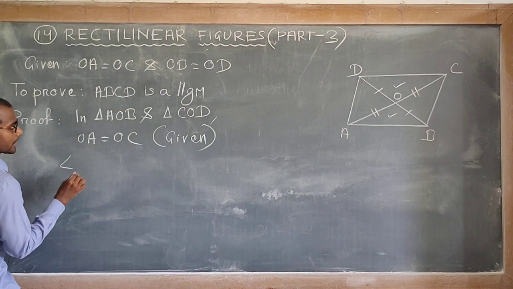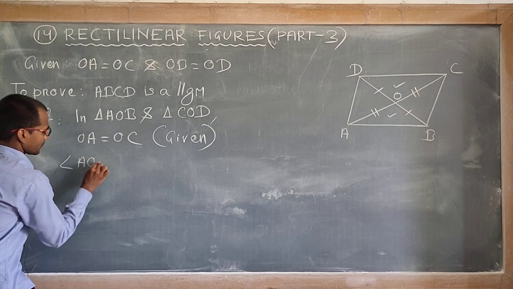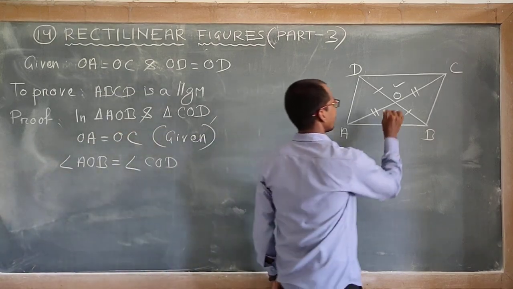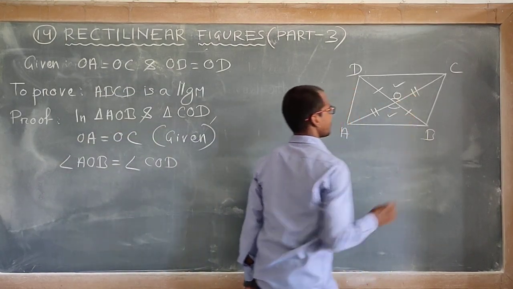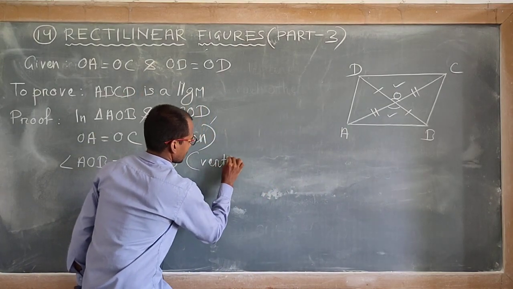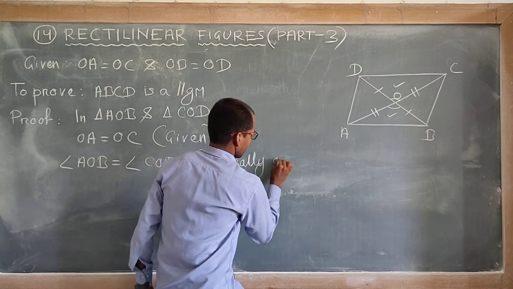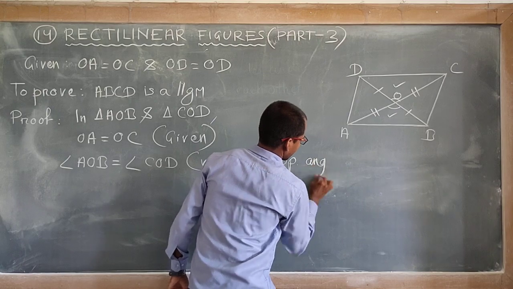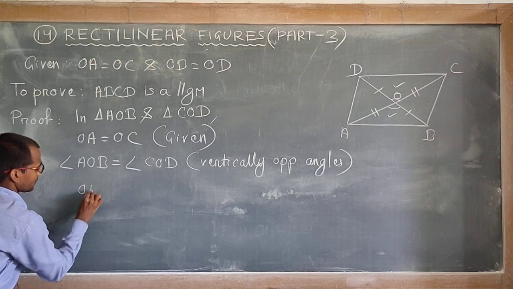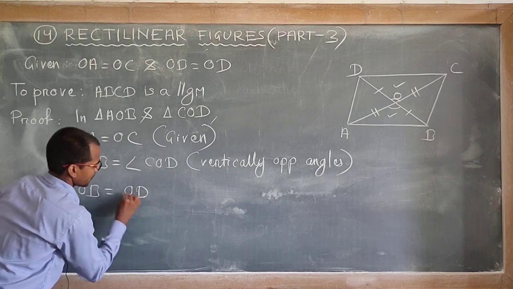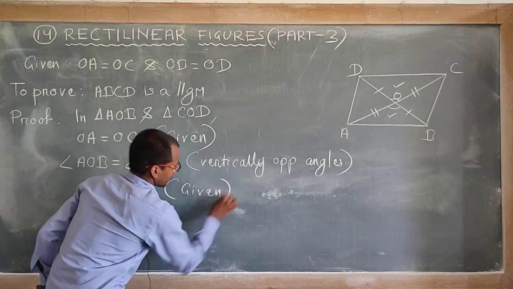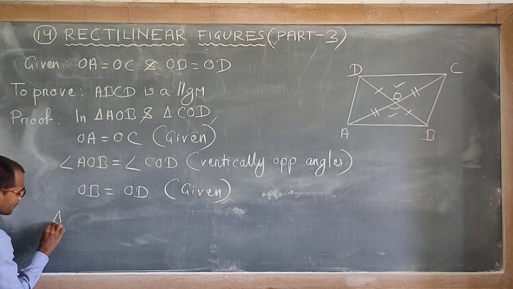Next, angle AOB should be equal to angle COD. That means this angle must be equal to this angle. Vertically opposite angles. Okay. Next, OB is equal to OD. This is also given. So now we can get the order.